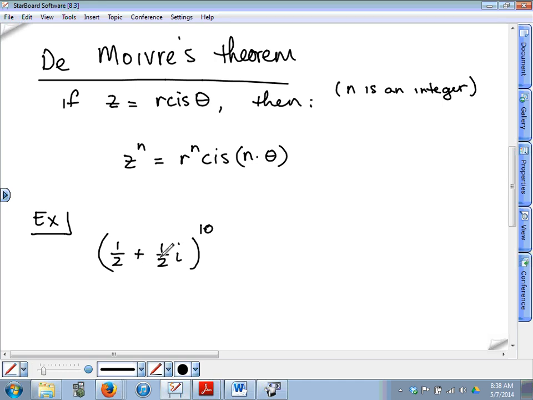But if we can change this complex number to this form right here, then we can use De Moivre's theorem, and it's really easy. Right? So instead of leaving it in standard form, let's change this complex number into polar form, and then use De Moivre's theorem. So 1/2 plus 1/2 i needs to be changed to polar form. It's what we practiced on the quiz. We need to find r, and we need to find theta.